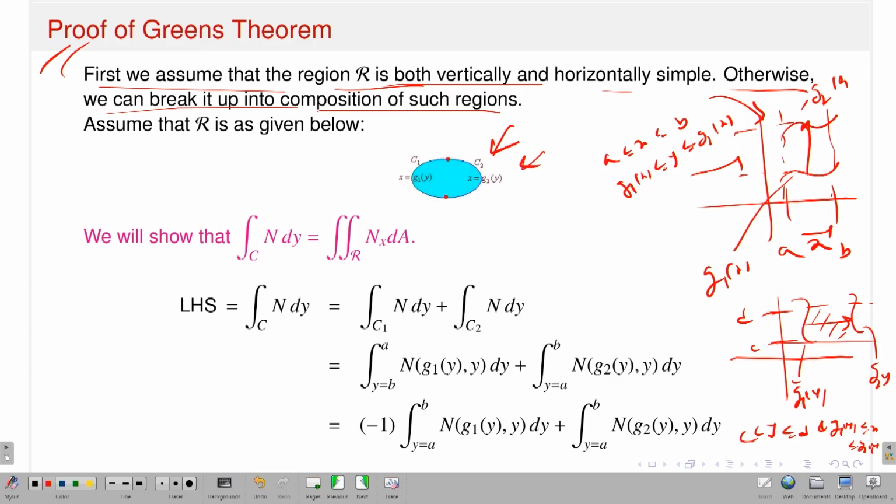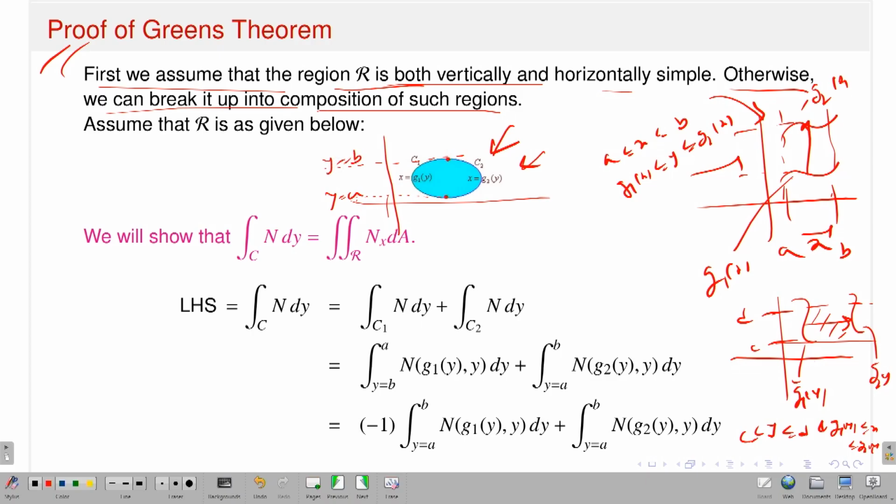Suppose this is the region you have. If I draw a picture, this is the x axis. Suppose this is y equal to a, and this is y equal to b.